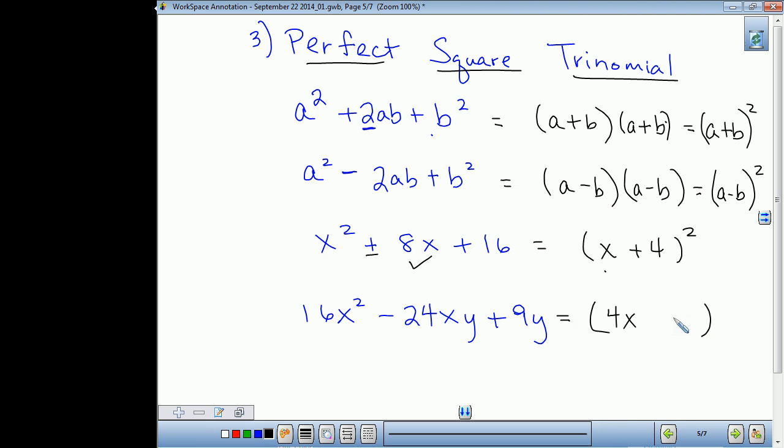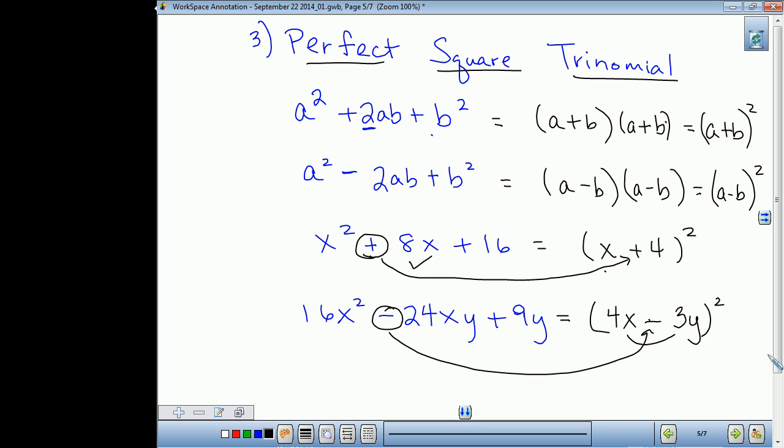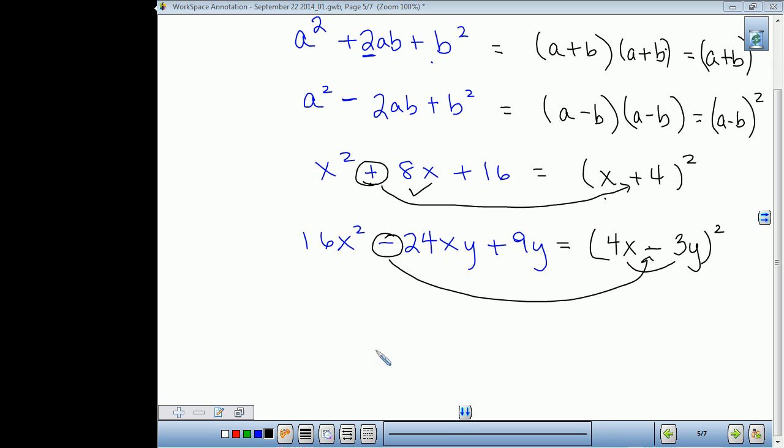So what would this one be, guys? 4x plus 3y. Okay, if I double this product, do I get a negative 24? No, I get a positive 24xy, don't I? What could I change right here to fix that? Minus. What you're going to notice on perfect square trinomials is whatever the middle sign is, the middle sign is the middle. Now, this shortcut doesn't always work because I'm going to give you one that looks just like this one. I'm going to start it out with x squared and I'm going to end it with 16.